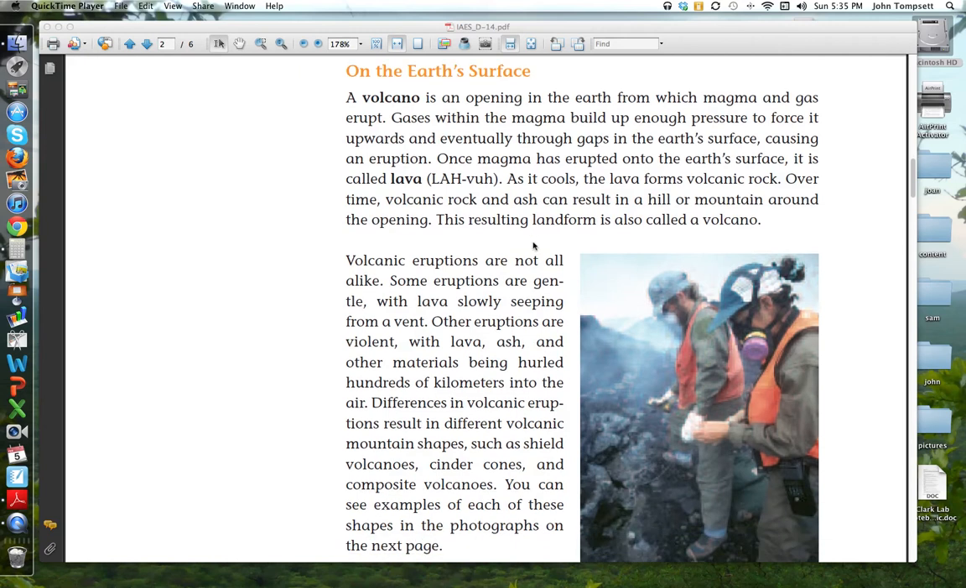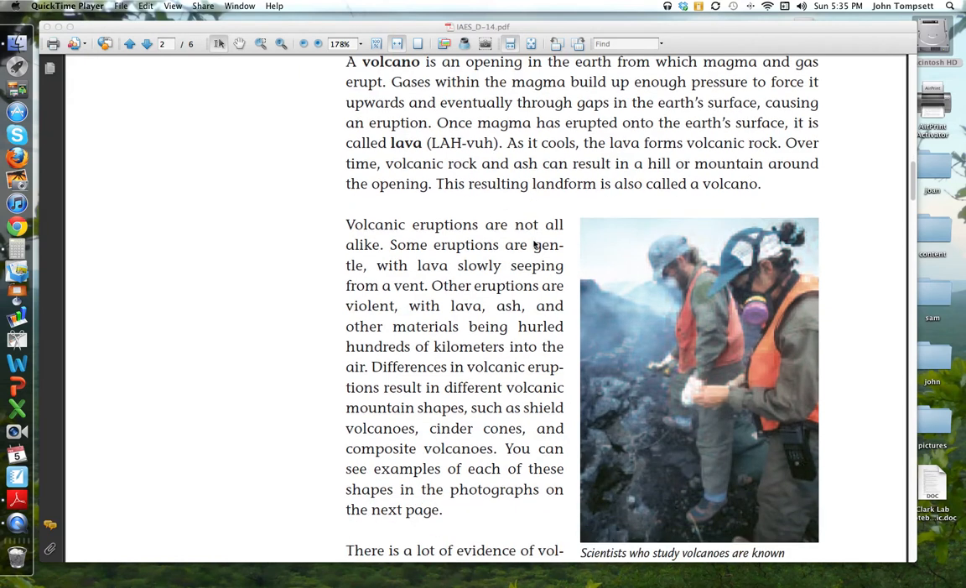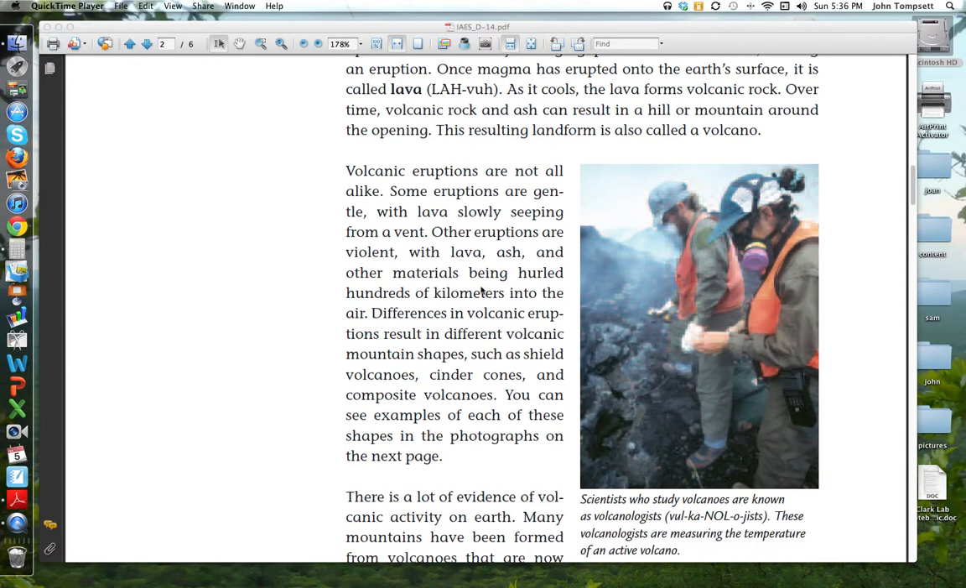Volcanic eruptions are not all alike. Some eruptions are gentle, with lava slowly seeping from a vent. Other eruptions are violent, with lava, ash, and other materials being hurled hundreds of kilometers into the air. Differences in volcanic eruptions result in different volcanic mountain shapes, such as shield volcanoes, cinder cones, and composite volcanoes. You can see examples of each of these shapes in the photographs on the next page.